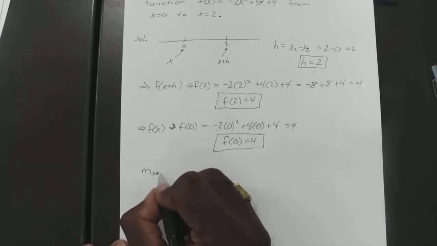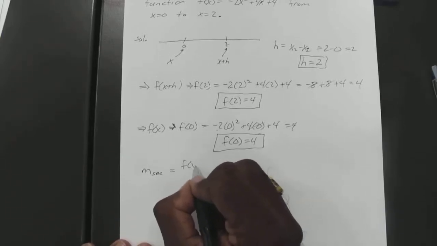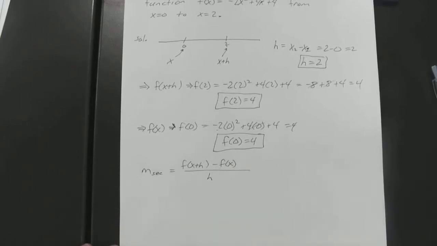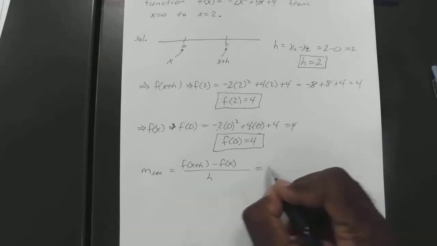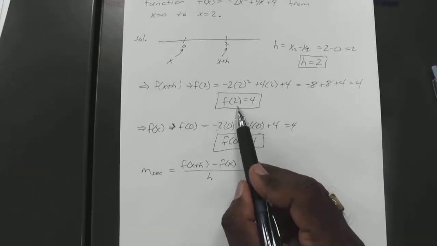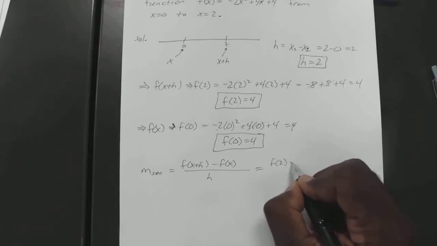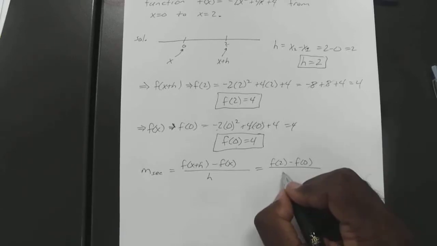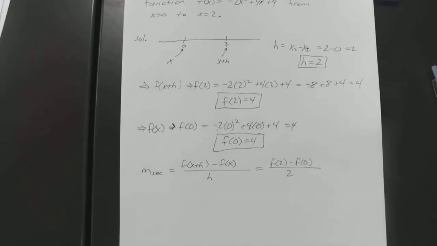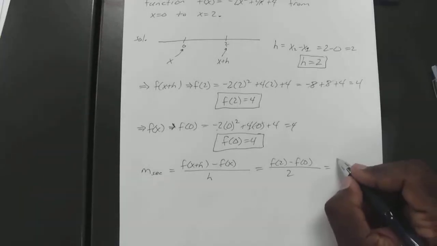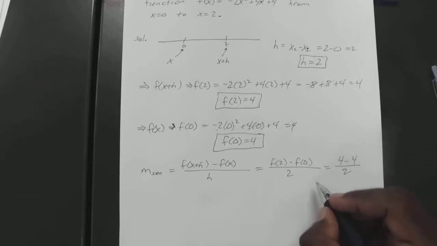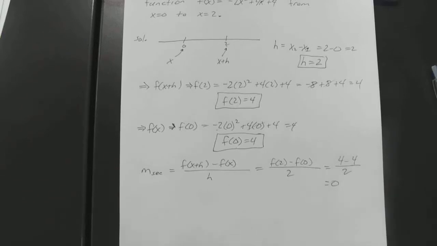Okay, so the slope of the secant line is f of x plus h minus f of x all over h, which is equal to your f of x plus h, which is f of 2, minus your f of x, which is f of 0, all over your h, which is 2. So you'd actually end up with 0. So you have f of 2 is 4, minus f of 0 is 4, over 2, so it equals 0.